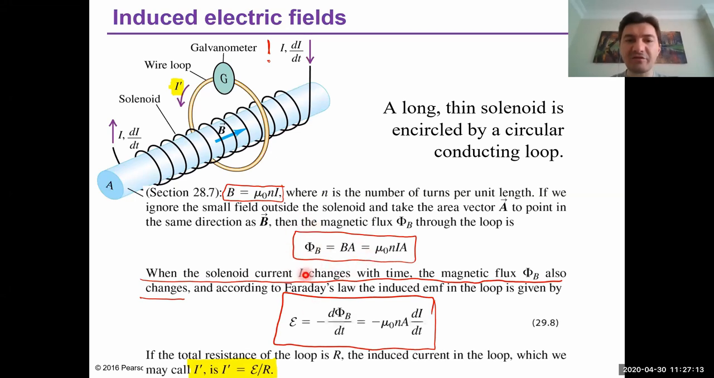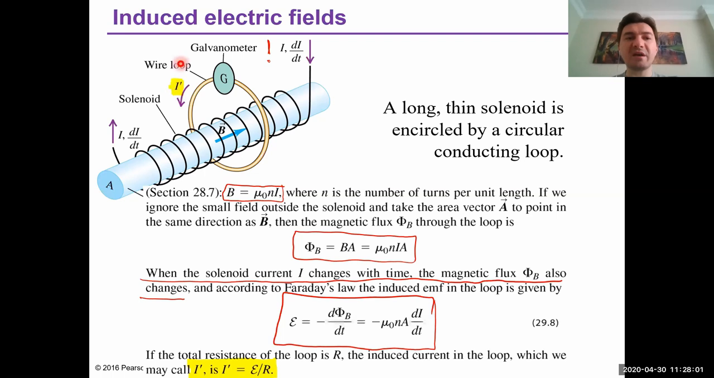If the flux changes with time, then we have EMF in that circular conducting loop. And this EMF, we know from the last lecture, is given by minus the change in the magnetic flux. So just put that magnetic flux here. We have minus mu zero N a, and here we have current, and this current changes with time. Since the current changes, we produce changing magnetic flux here. If the change in the current is zero, then there is no EMF here.